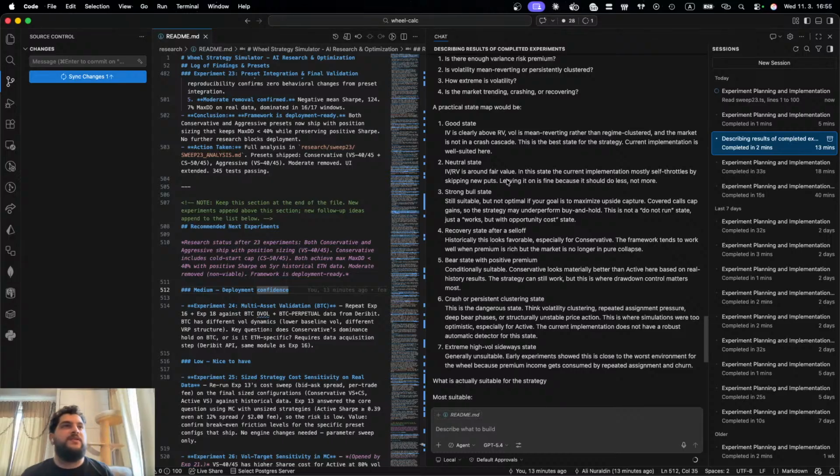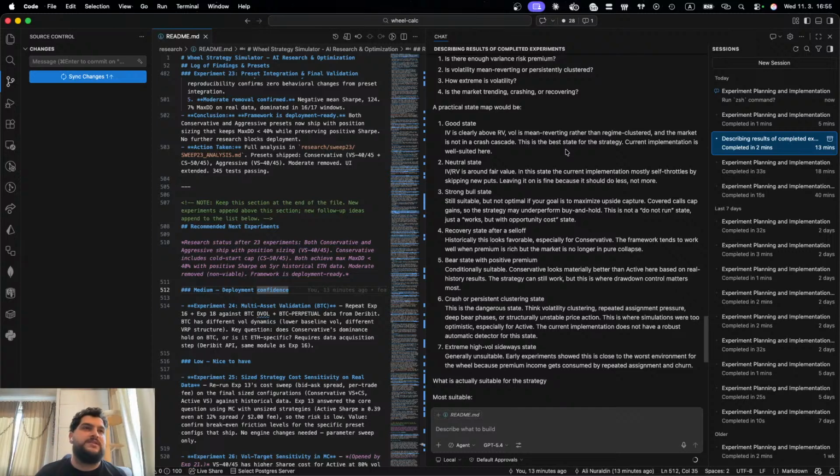Neutral state is IV/RV around fair value. In this state, the current implementation mostly self-throttles by skipping the new puts. Leaving it on is fine because it should do less, not more. Strong bull state, still suitable but not optimal if your goal is to maximize upside capture. Covered calls cap gains, so the strategy may underperform buy and hold. This is not a do not run state. Just a works but with opportunity cost state.